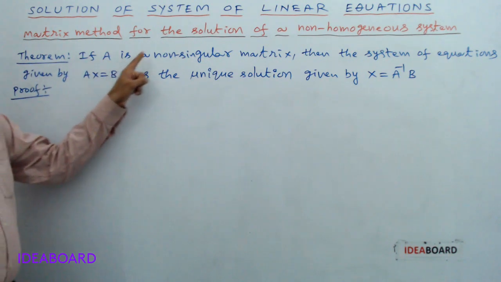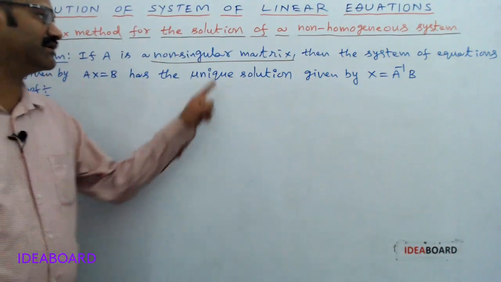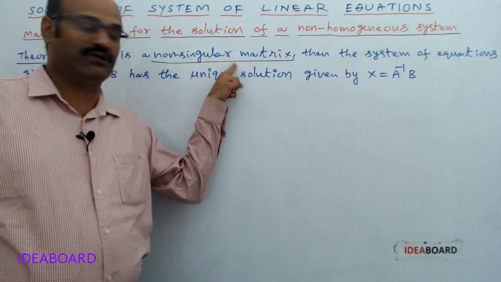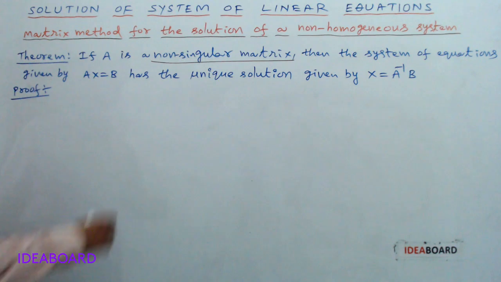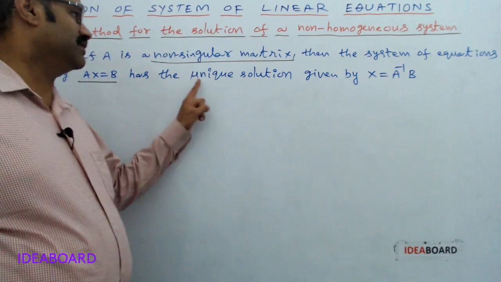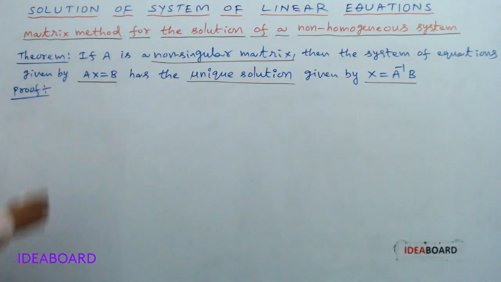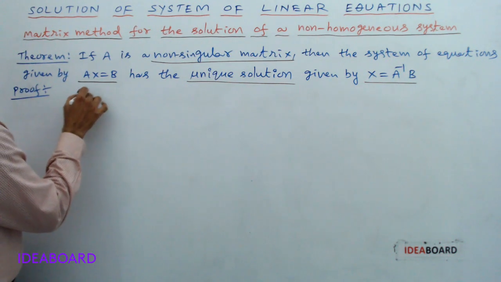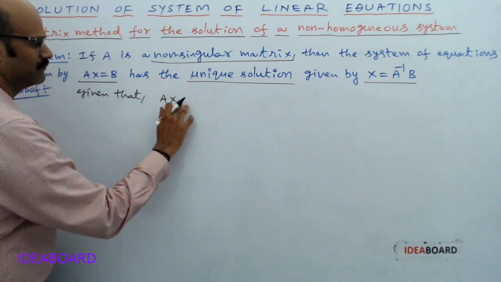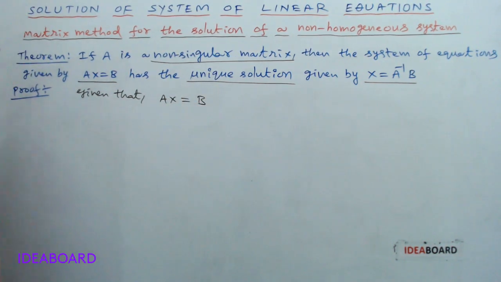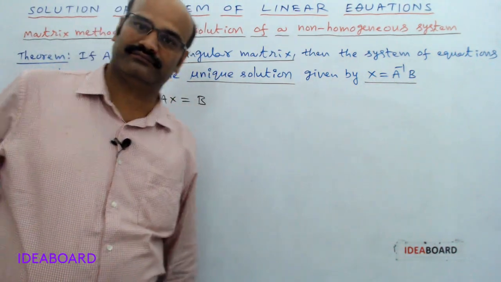Theorem. If A is a non-singular matrix, that means det A not equal to 0, then the system of equations given by Ax equal to B has the unique solution given by x equal to A inverse B. Proof. Given that Ax equal to B. Now here the solution is x equal to A inverse B.